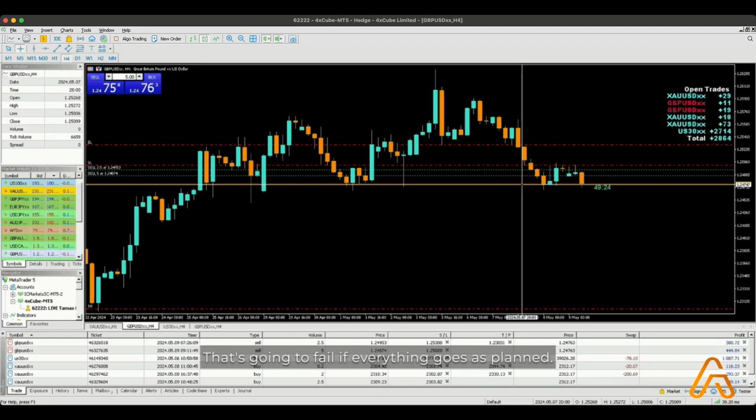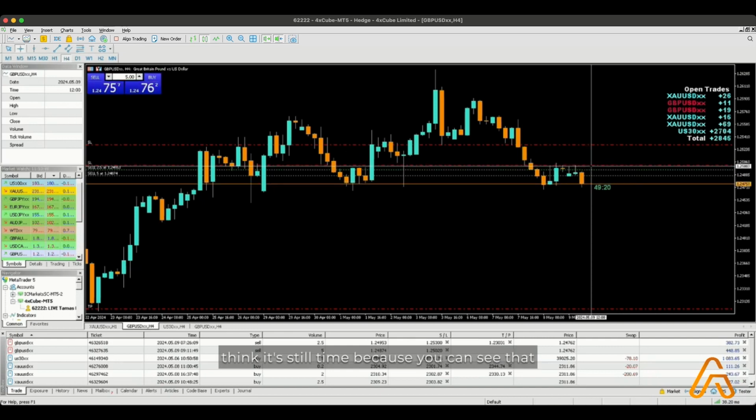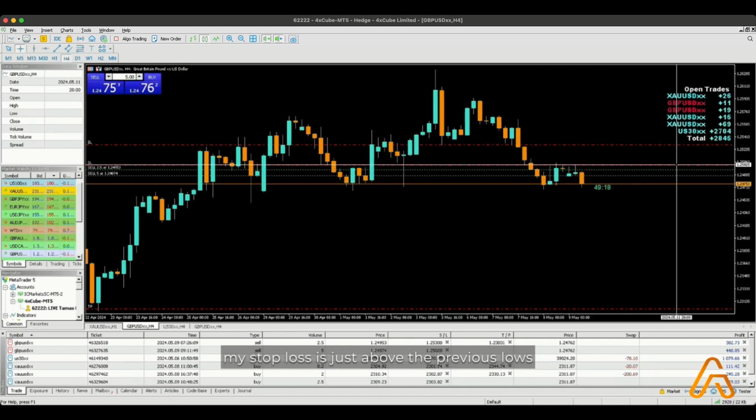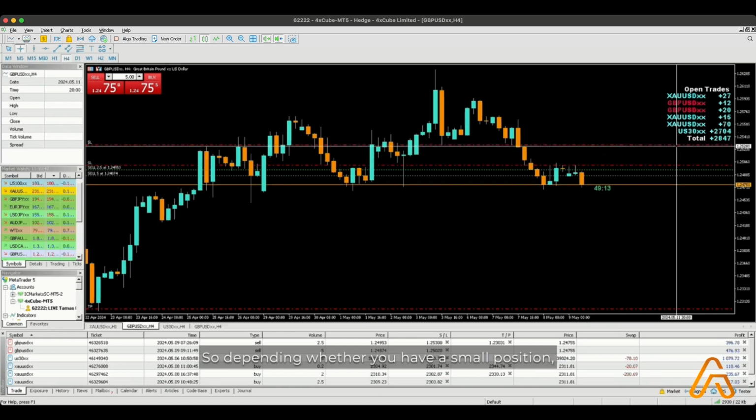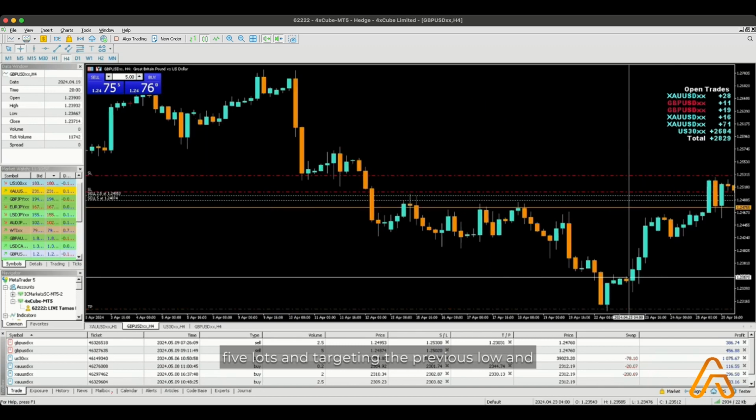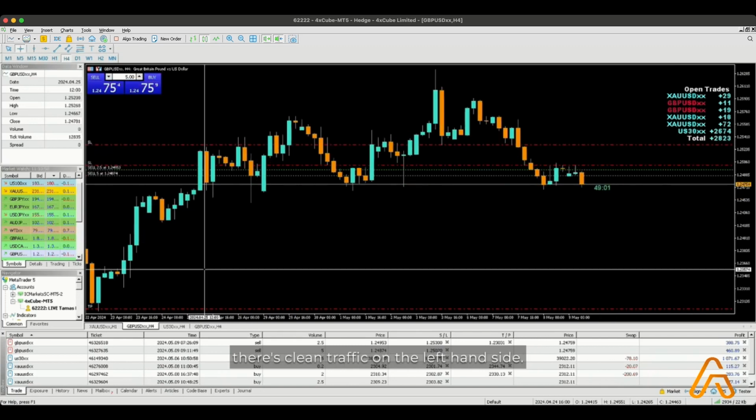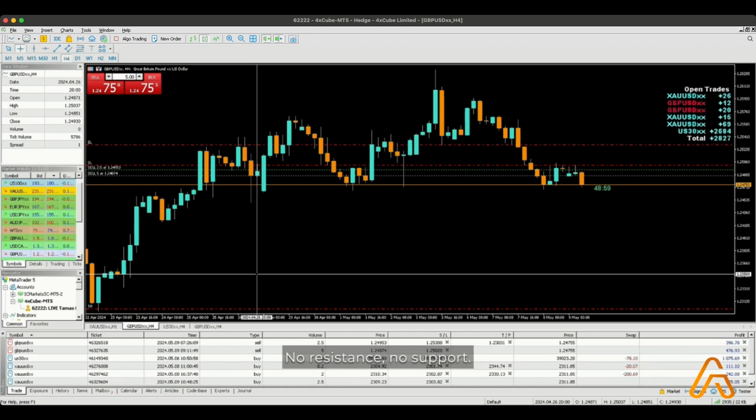So if you're late with the early entry, I think there's still time because you can see that my stop loss is just above the previous lows and the other one is a little bit higher. So depending on whether you have a small position or a large position, adjust your stop loss accordingly. This is not financial advice, but you can see that I have two positions, 2.5 and 5 lots, targeting the previous low, and there's clean traffic on the left hand side, no resistance, no support. It should fall down very nicely if everything goes according to the plan.